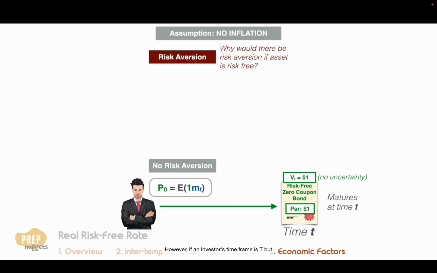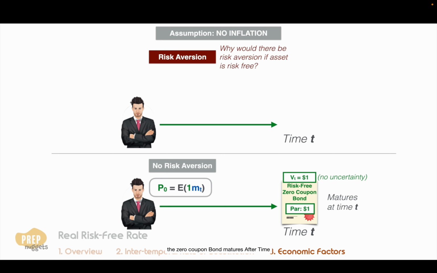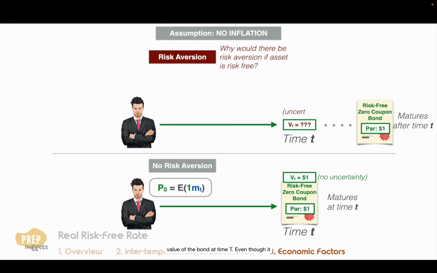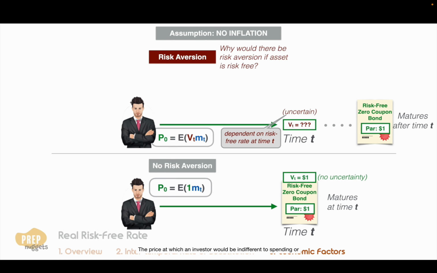However, if an investor's time frame is t, but the zero coupon bond matures after time t, there is some degree of uncertainty in the value of the bond at time t. Even though it is a risk-free investment, its value at time t is dependent on the risk-free rate at that point, which is uncertain. The price at which an investor would be indifferent to spending or investing is the expectation of the payoff at time t times the intertemporal rate of substitution for time t.